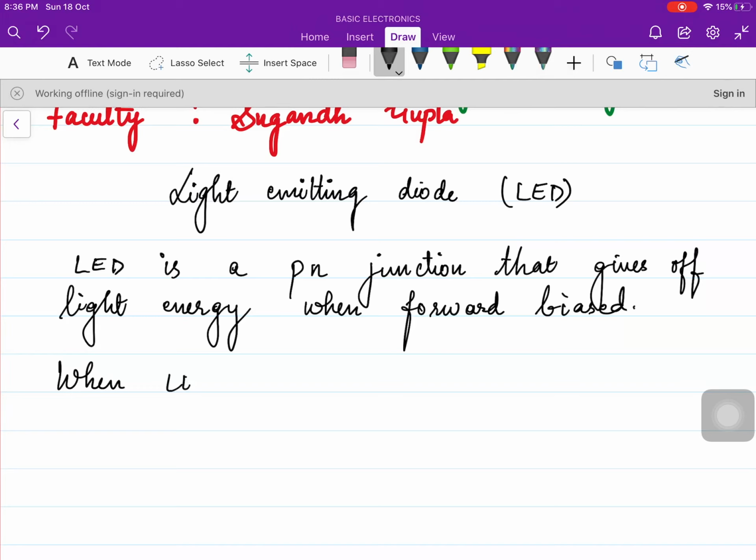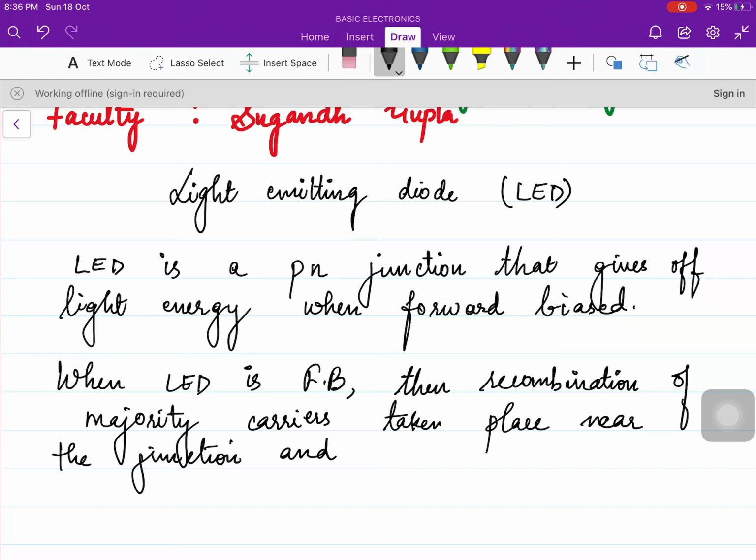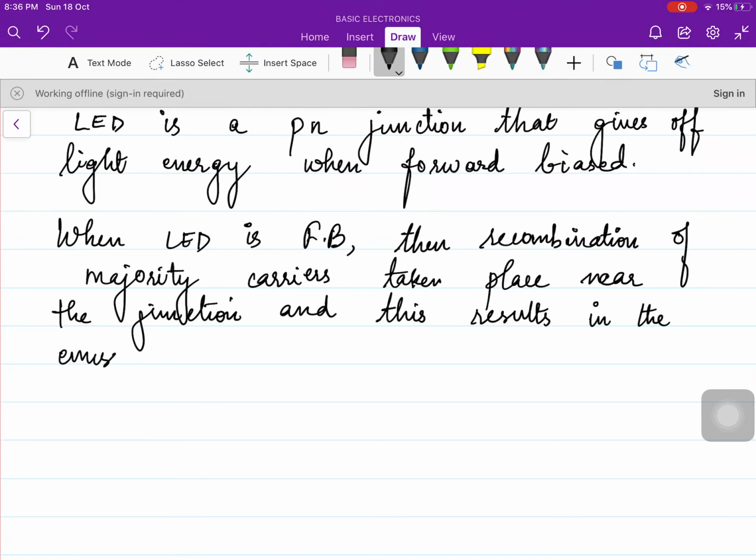So when LED is forward biased, then recombination of majority carriers will take place near the junction, and this results in the emission of light.